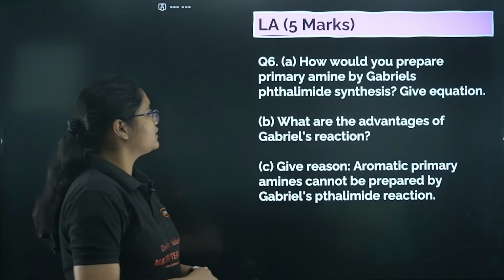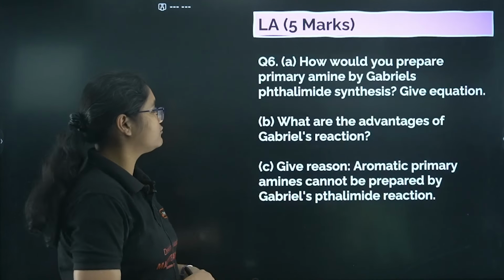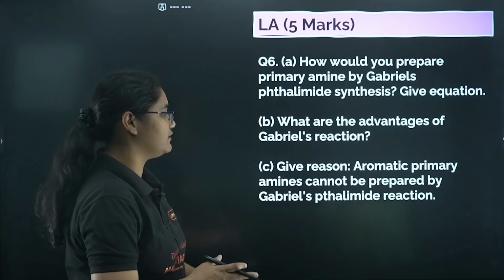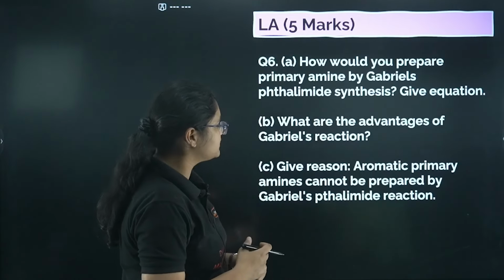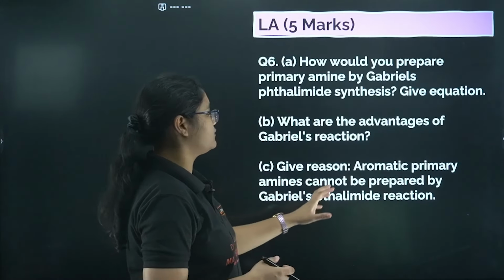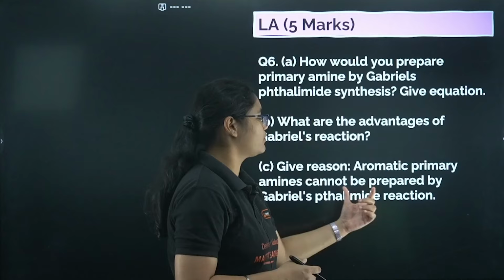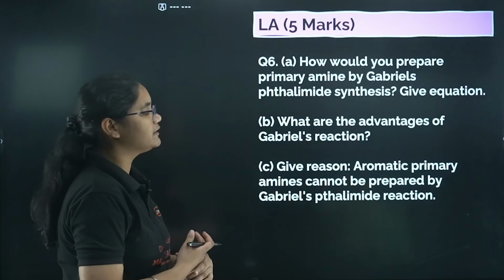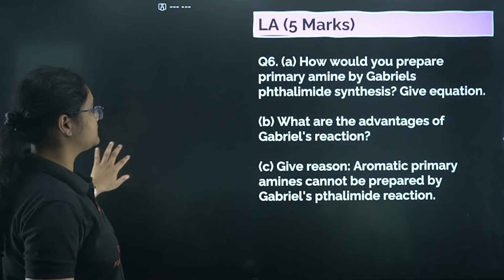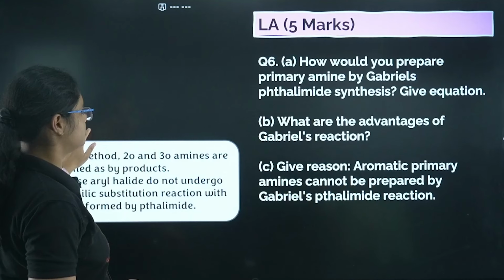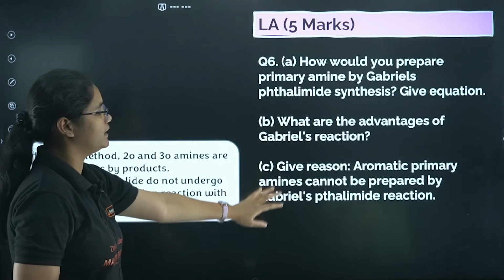Next, the question: how do you prepare primary amines from Gabriel phthalimide synthesis? Give equation. What are the advantages of Gabriel's reaction, and give a reason why aromatic primary amines cannot be prepared by using Gabriel phthalimide reaction. So first let us see the Gabriel phthalimide reaction. I'll show you that. Before that, let's talk about B and C.